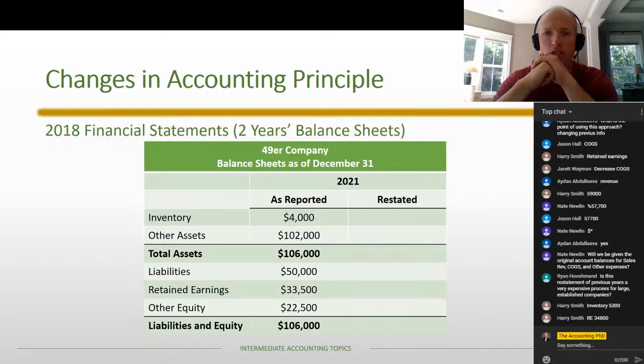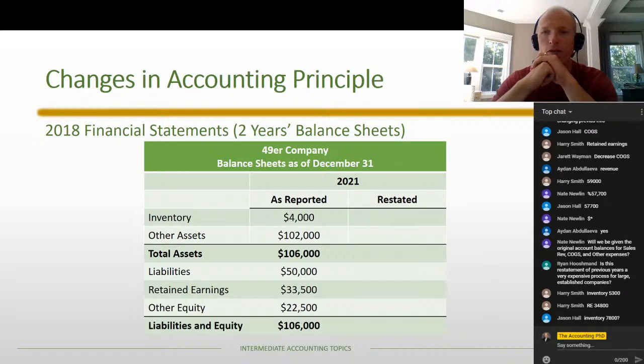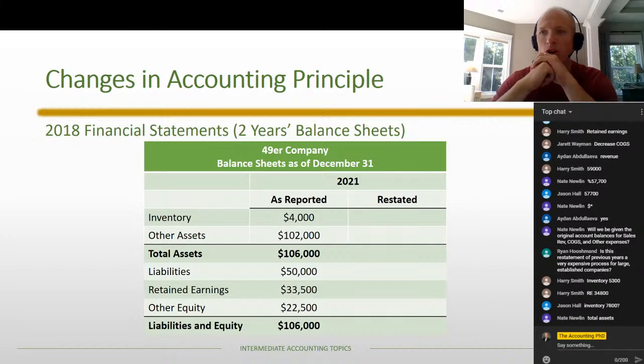Harry Smith says retained earnings 34,800. Jason Hall, inventory 7,800. Nate Newland, total assets.